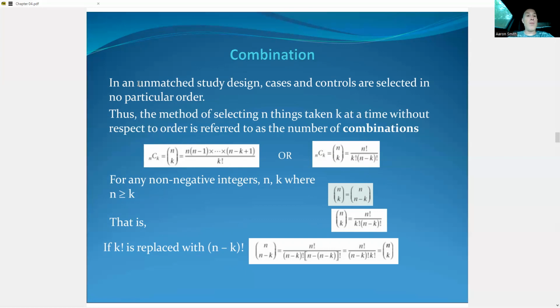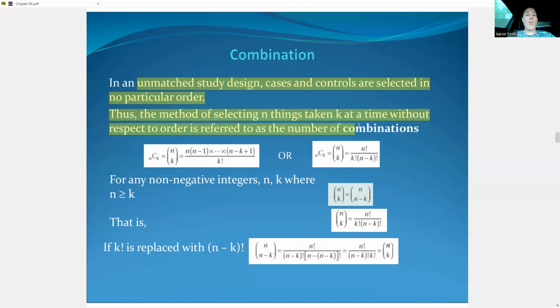So in an unmatched study design, cases and control are selected in no particular order. Thus, the method of selecting n things taken k at a time without respect to order is referred to as the number of combinations. And so this is how we write this. So it's going to be numbers n down to n minus k plus 1 multiplied out divided by k factorial, or we can write it as n factorial divided by k factorial times n minus k factorial.